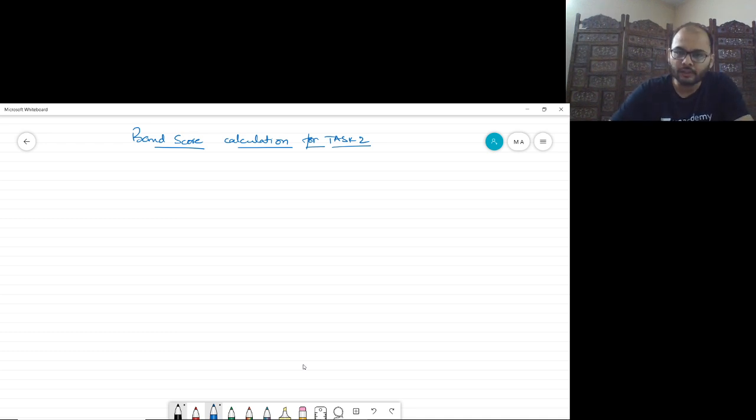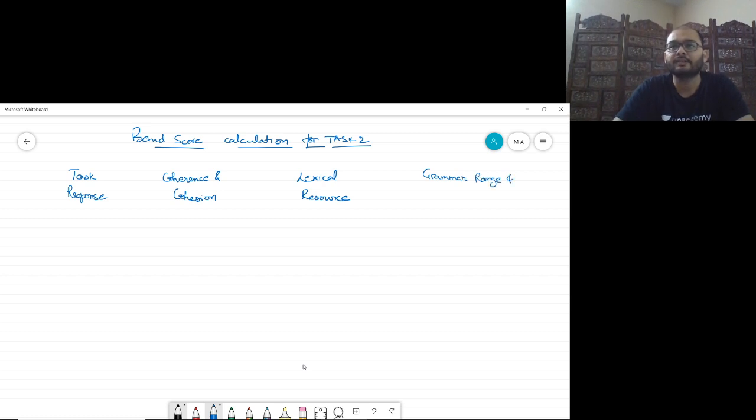So band score calculation for task 2. So what happens? For the band score calculation for task 2, there are 4 parameters along which they give you a score. The first one is task response. Now we look at each of these in detail, right? Task response. Then they have coherence and cohesion. Then they have lexical resource. Well, everyone seems to know what lexical resource is, but nobody seems to realize that it's only one of 4 things here, right? And the 4th is grammar, range, and accuracy.